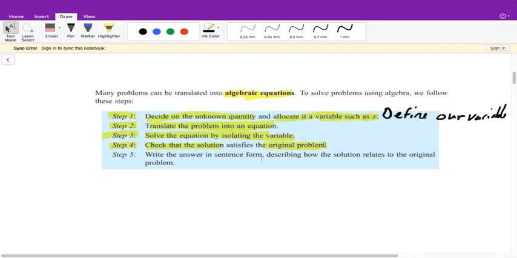No, because we can't talk about negative people buying a ticket. So not only are you checking your solution, but you're also asking yourself logically, does this make sense? And then the last step is I want you to write it in sentence form. So you're going to describe how the solution relates to the original problem.